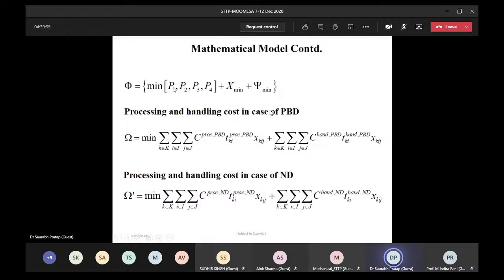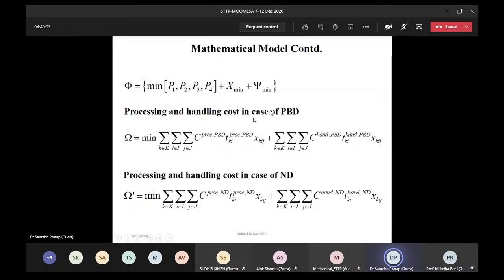We have to choose the minimum value of P1, P2, P3, P4, because we have four cases. P1, P2 and P3 are for using a small size truck, medium size truck, and large size truck, and P4 is a full truck load. So we have four cases, and we have to choose the minimum cost, because we have to minimize the transportation cost. This will be the penalty cost we have to minimize, and the carbon emission cost.